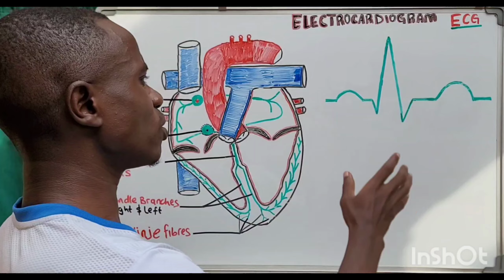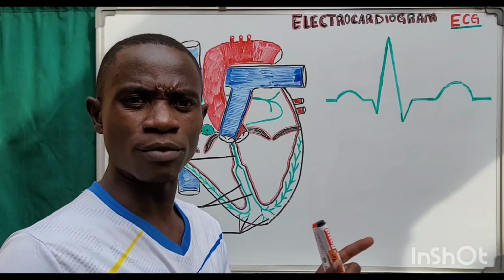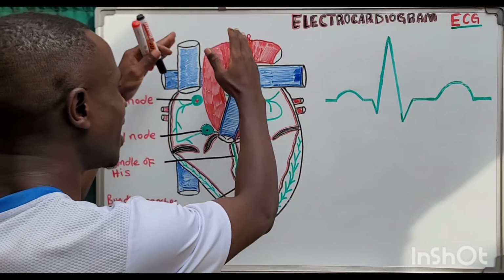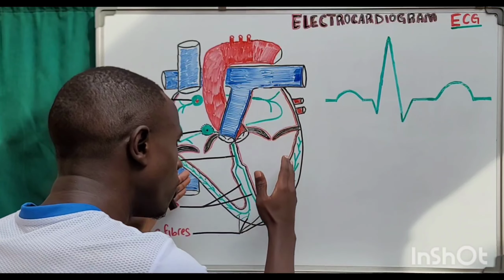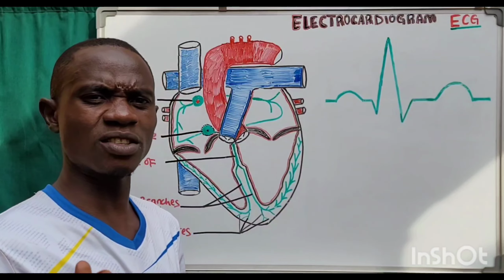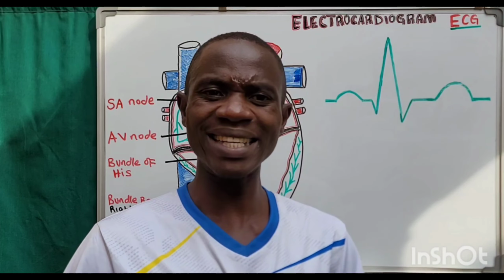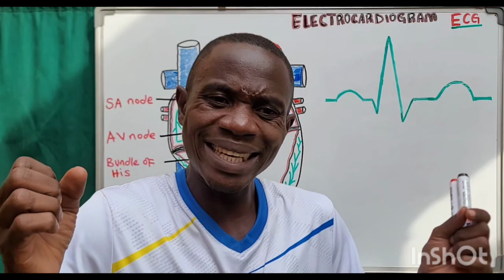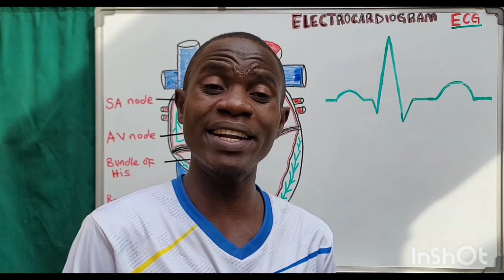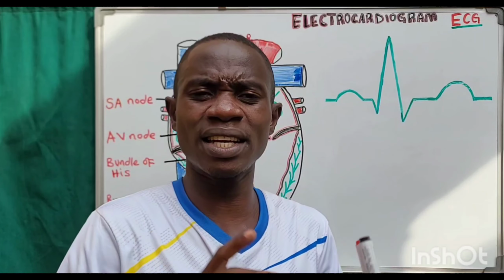Now the question is, how do these waves come about? That is something you should ask yourself. They come about as a result of electrical messages moving throughout the entire myocardium to cause contraction. In the previous video, we looked at the automaticity of the heart. We said that the heart has that intrinsic ability to generate action potentials and spread them throughout the entire myocardium to cause contraction on its own without any external effect.